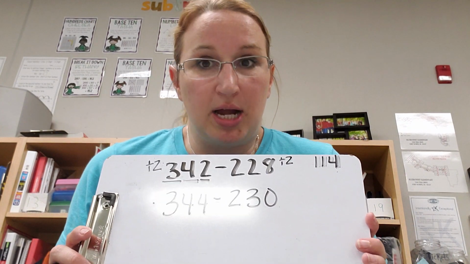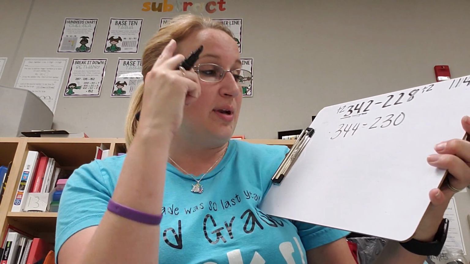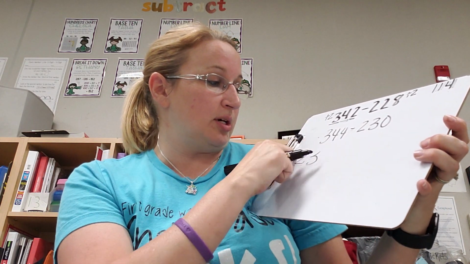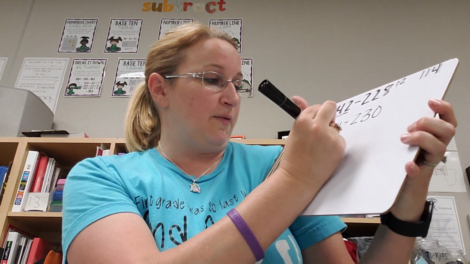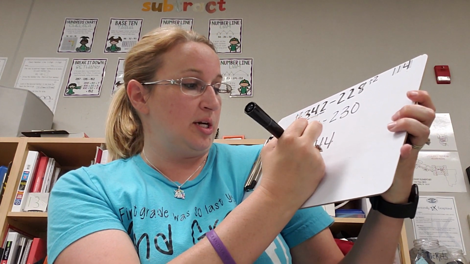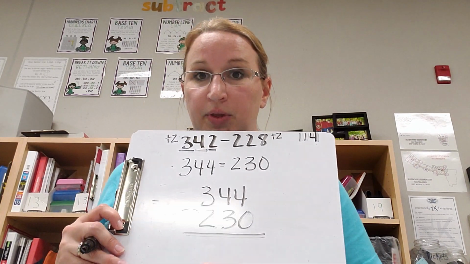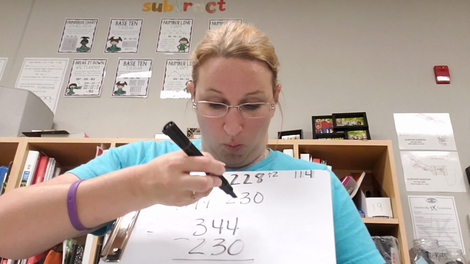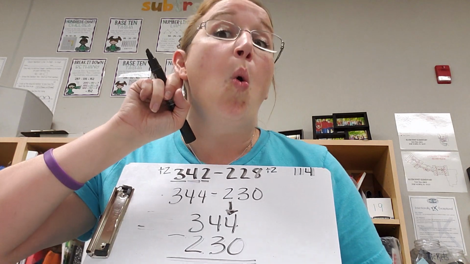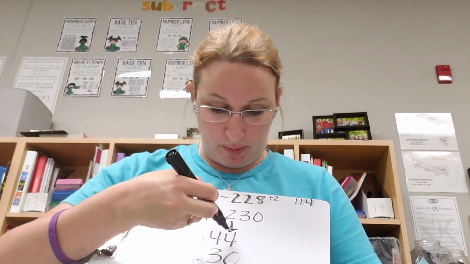Now I can subtract easy numbers. Zeros are really easy to subtract. So now I'm thinking, okay, 344 minus 230. When you solve it vertically, always start in the ones place first. I hope you're saying that with me. Always start in the ones place first. Thank you. Ones place.